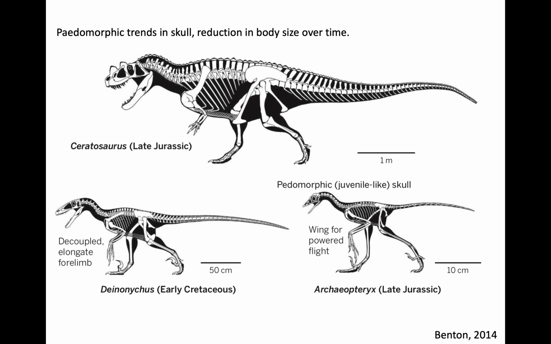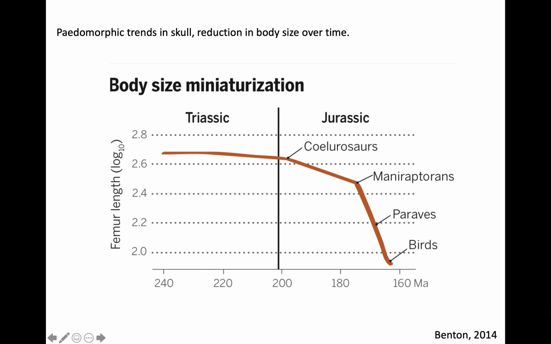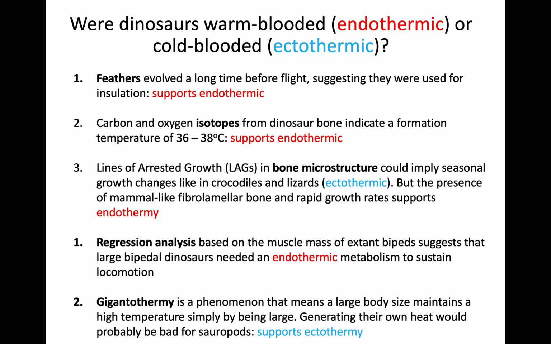Now, while most dinosaurs were not as large as T-Rex, of course, most were actually quite small, they do get smaller through time. And one of the things that we see is a paedomorphic trend in the skull. So if we look at Ceratosaurus to Deinonychus to Archaeopteryx, we see that the skull is getting more juvenile-like through time, all right? We also see body miniaturization. So here we have the Triassic down to the Jurassic, where we have birds getting much smaller over time. So birds are essentially paedomorphic examples of the dinosaurs that we see in our favorite movies.